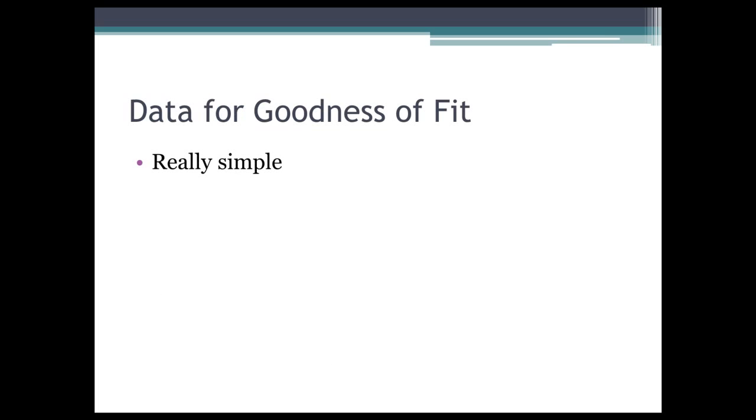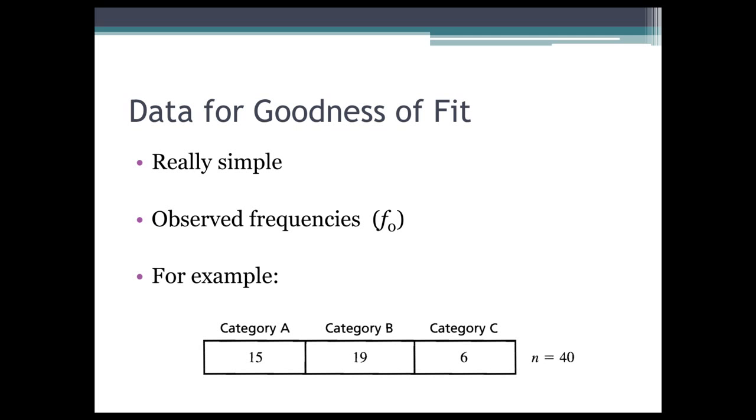So what do the data for goodness of fit look like? It's actually quite simple. You have your observed frequencies, which are your F sub O. For example, you have category A, B, and C, and this is the data you collect. You can say that 15 individuals preferred A, 19 B, and 6 C. And so the total N would be 40, so 15 plus 19 plus 6.